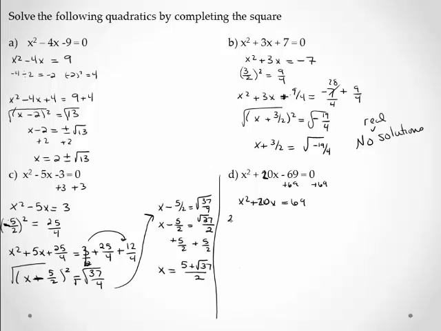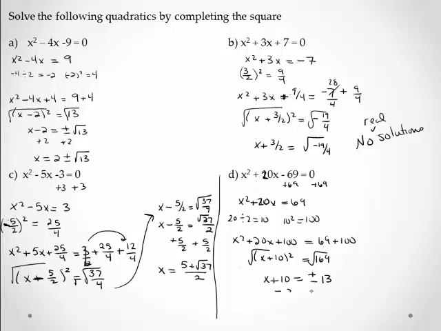20 divided by 2 is 10, and 10 squared is 100. So I'll have x squared plus 20x plus 100 is equal to 69 plus 100. So (x plus 10) squared is equal to 169. Take the square root of both sides. I get x plus 10. Now 169 is a perfect square, so I'm going to have plus or minus 13.